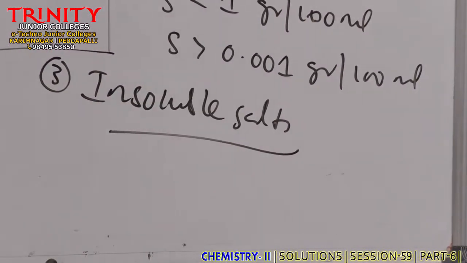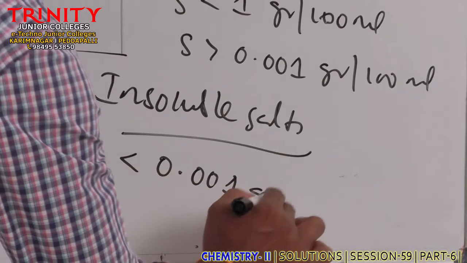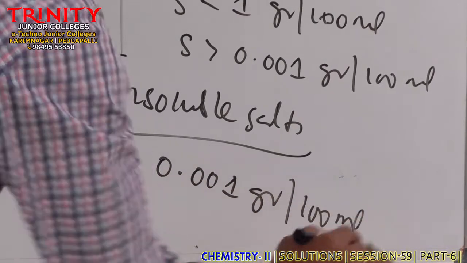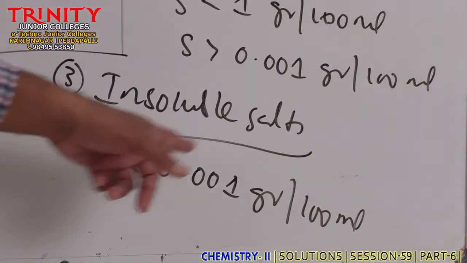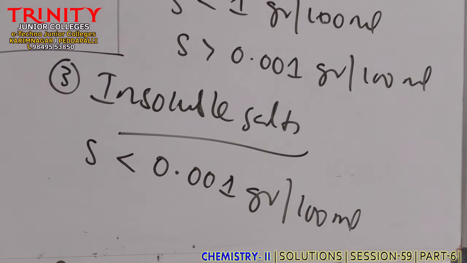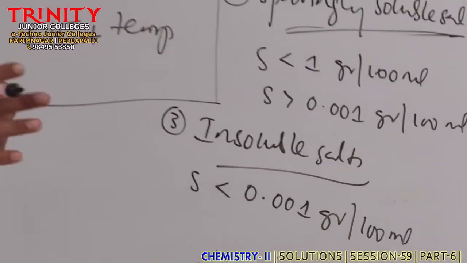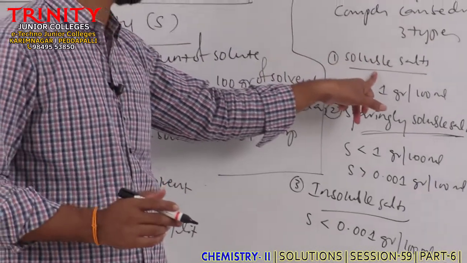Next, the third one, insoluble salt. If solubility is less than 0.001 gram per 100 ml, then it is called an insoluble salt. Insoluble salts.